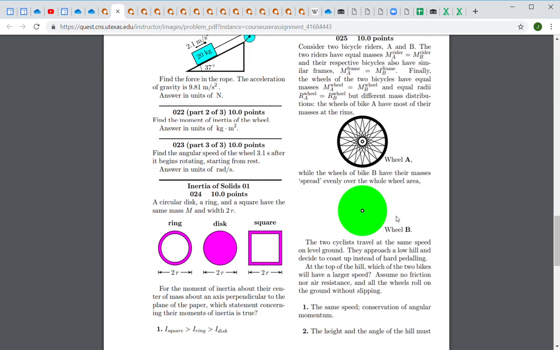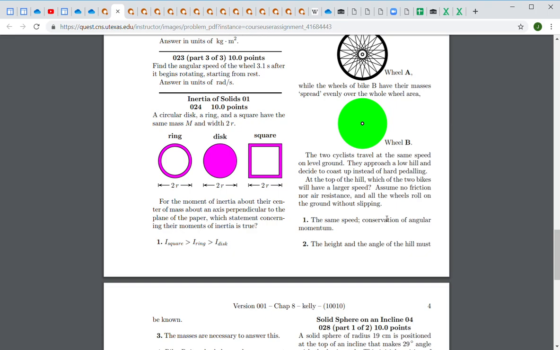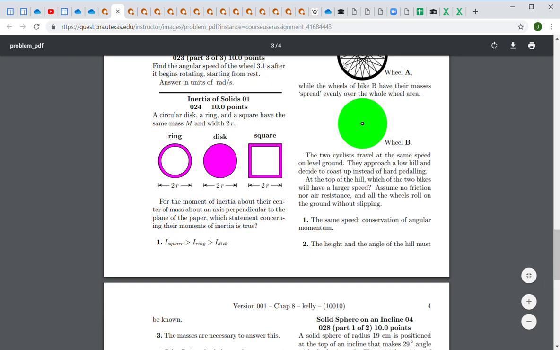That's biker B. The two cyclists travel at the same speed on level ground. They approach a low hill and decide to coast up instead of hard pedaling. At the top of the hill, which of the two bikes will have a larger speed? Assume no friction, no air resistance, and all the wheels roll on the ground without slipping. So the idea here is that if they're moving at the same speed initially, whichever wheel has the larger moment of inertia will have more rotational kinetic energy stored in it.